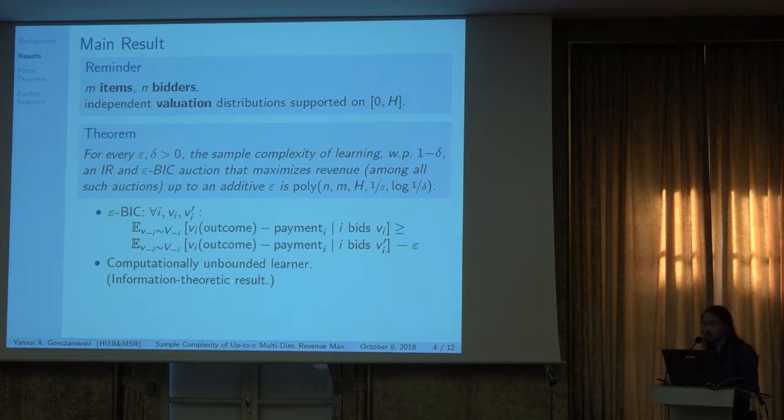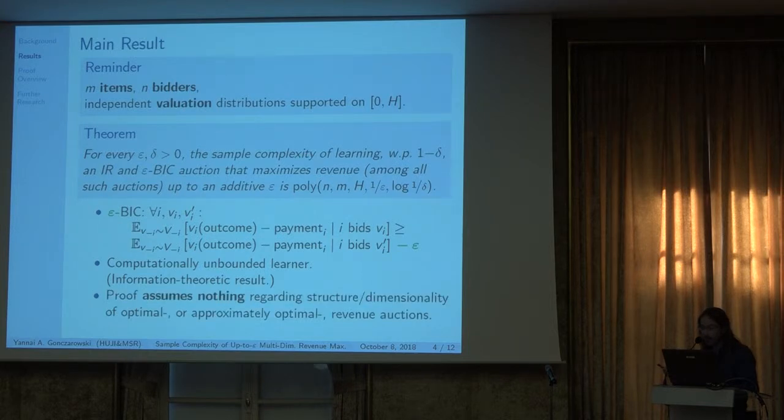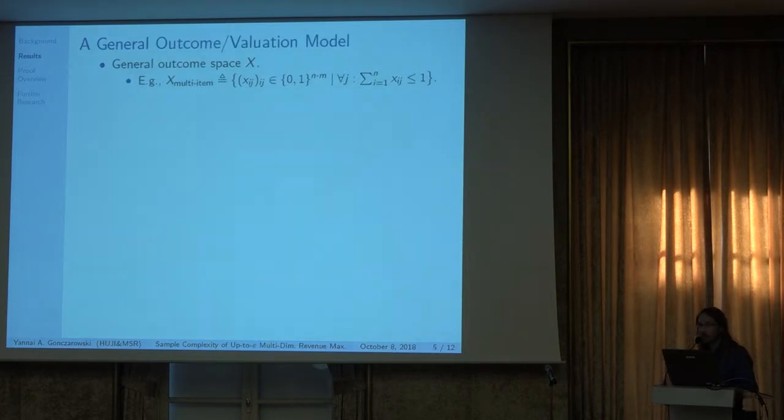This is an information theoretic result that says that so many samples hold within them enough information to identify a good auction. We don't have an efficient algorithm to do that. And the proof, as I said, assumes nothing regarding the structure or dimensionality of optimal revenue auctions, or even approximately optimal revenue auctions, because frankly, we don't know anything that we can use in this sense. And I described the model for you for additive valuations, but it holds even far beyond. So let's talk about that for a moment.